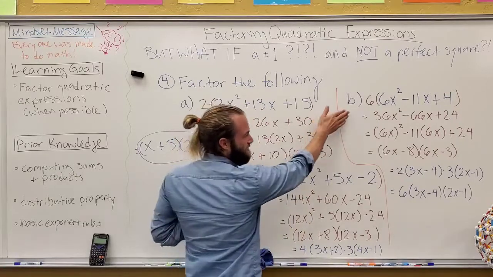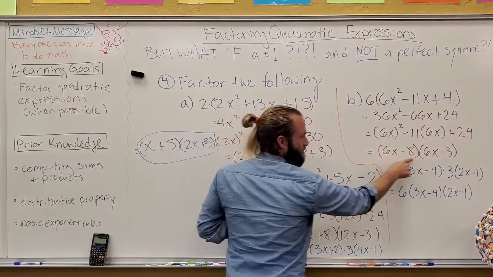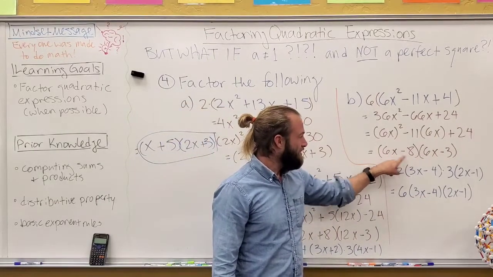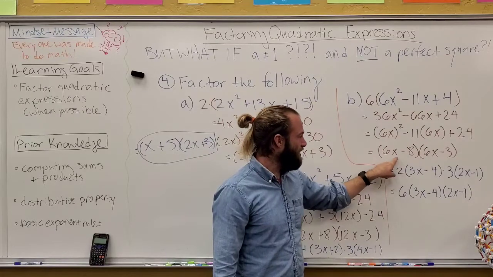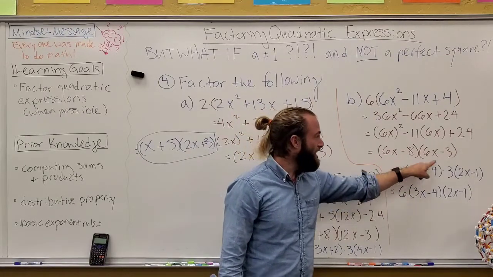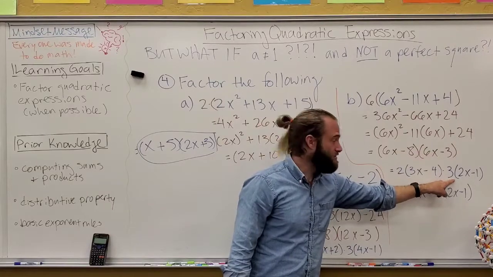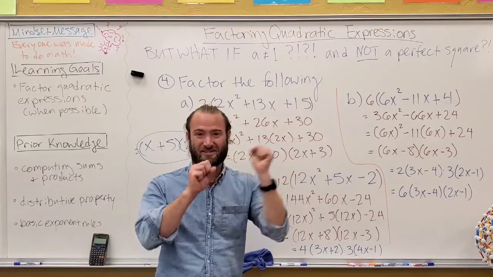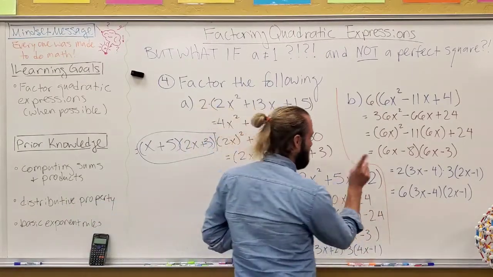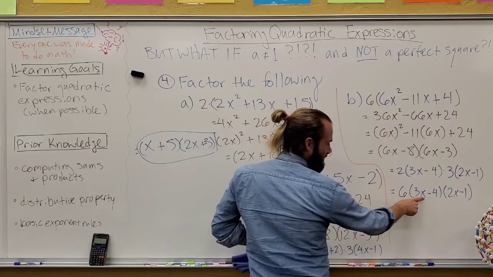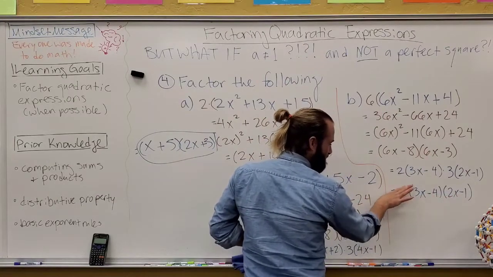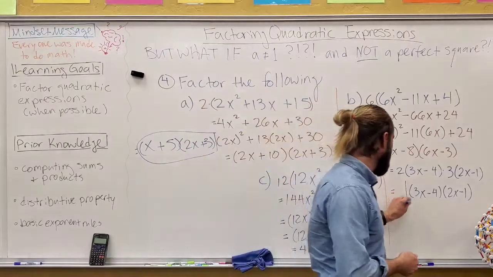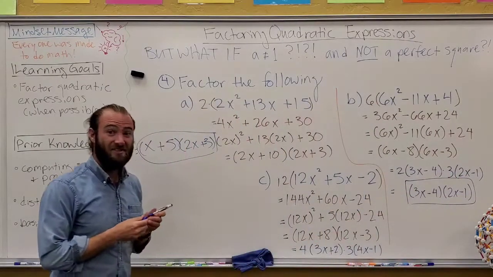But anyway, check your first steps here, and you should have ended up with 6x minus 8 times 6x minus 3. But there is a common term here. You could pull a 2 out of both of these and leave 3x minus 4. And this, you could pull a 3 out of both of those and leave 2x minus 1. And notice that 2 times 3 makes a whole entire 6, and that's going to be dropped off. So in the end, I'm going to say 3x minus 4 times 2x minus 1 times 6, and I'm going to just drop that 6 off. Remember, he was just along for the ride, and my final factorization is that.